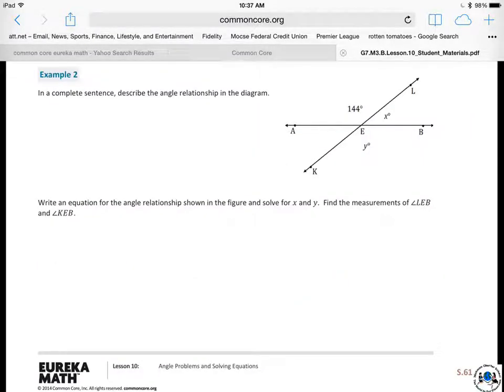Okay, so here we go again. In a complete sentence, describe the angle relationship in the diagram. Now I want you to know that this is not as simple as the first one. I actually take two statements to write this one. So just think about that. Think of two different relationships that you can see in this problem, and then come on back and see what I've written.